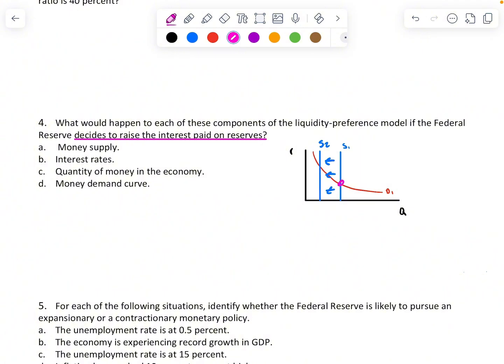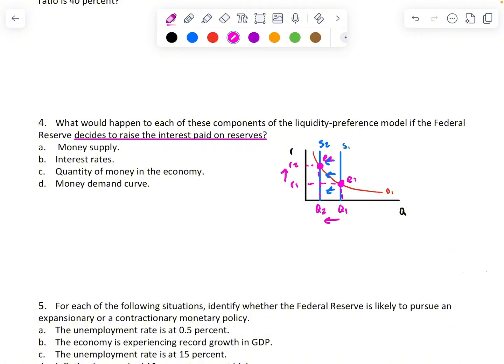Okay, once we've done that, we can see that our original equilibrium where these two lines intersected was right here. We'll call that R1 and this Q1, right? After the shift, our new equilibrium is going to be right here. We'll call that E2, and that is also going to have different points. You can see that our R1 to R2 goes up, so the interest rate increased, and our Q1 to Q2 decreased.